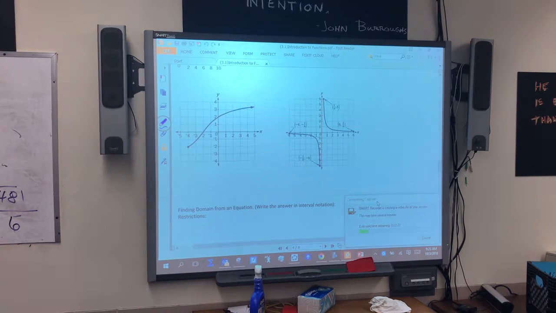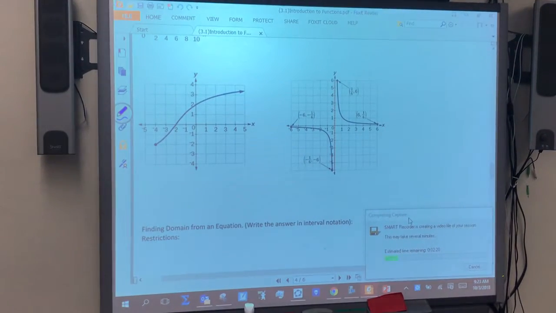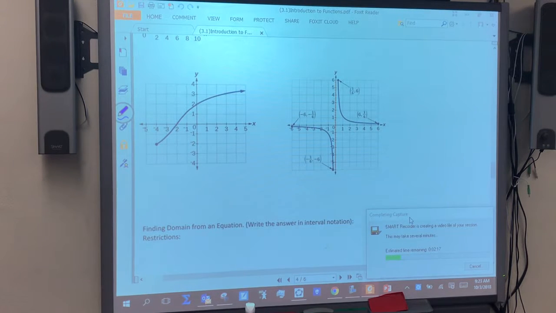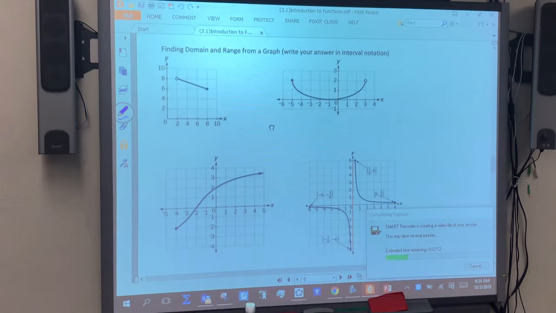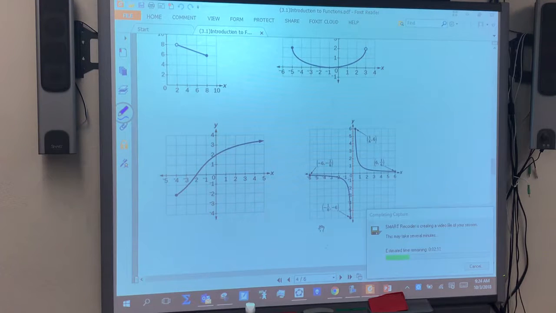That may give us some issues with our domains and ranges. Okay, so we did examples 3 and 4 there yesterday. We did these 2 examples. We identify the domain and range, right? Find the domain is your what values? X's. Find the range is your Y's.